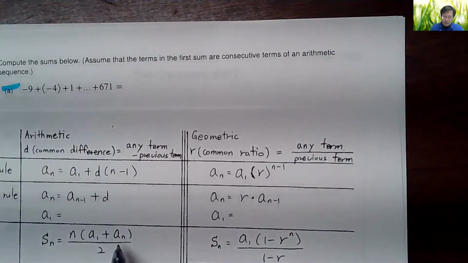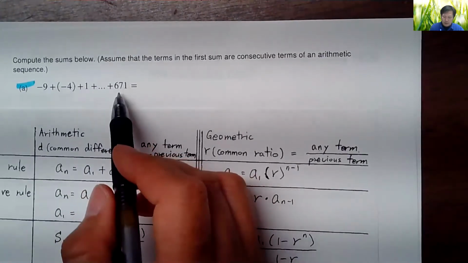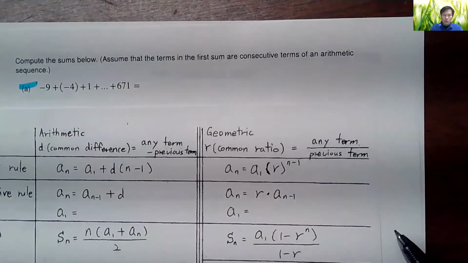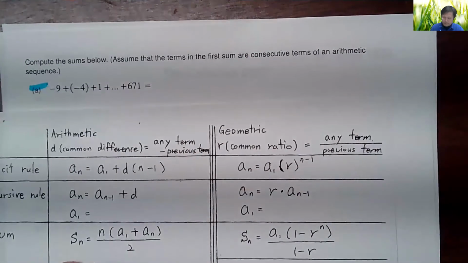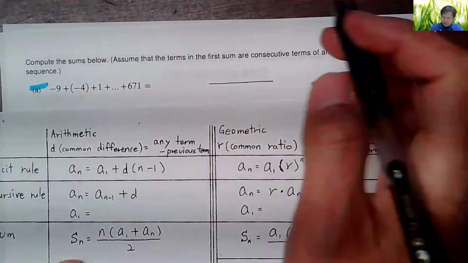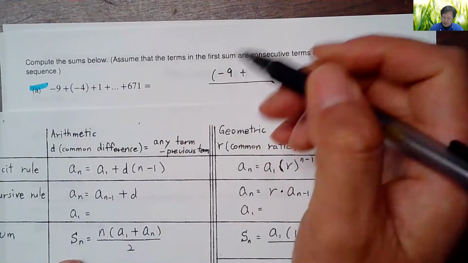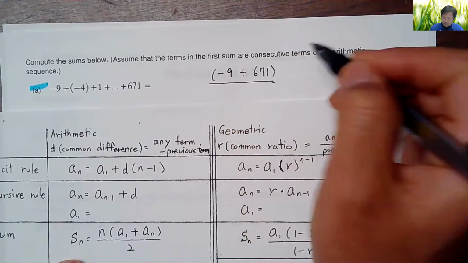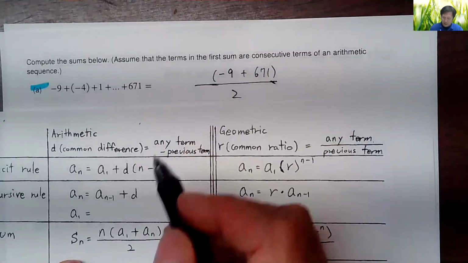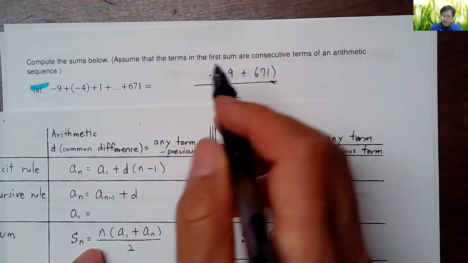You do need to find a sub n, which is provided. The first term is a sub 1. The last term is 671. So applying this formula, you get this portion: first term minus 9 plus last term, which is 671, divided by 2. Everything is ready except you need to calculate the value of n. You don't know what the n value is here.